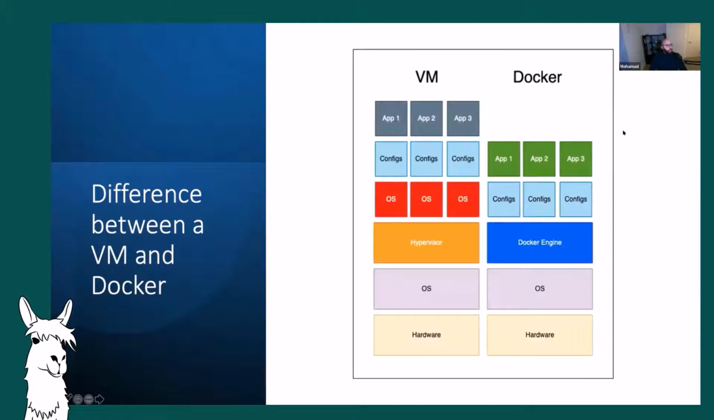So in this slide right here, we're going to be discussing the difference between a virtual machine and Docker. We're going to start step by step from the hardware level all the way up to the application level. As we can see here, the main foundation of any application that we're going to be running is the hardware. And by hardware, we mean the CPU, the RAM, the hard disk, and all of the networking that we might have.